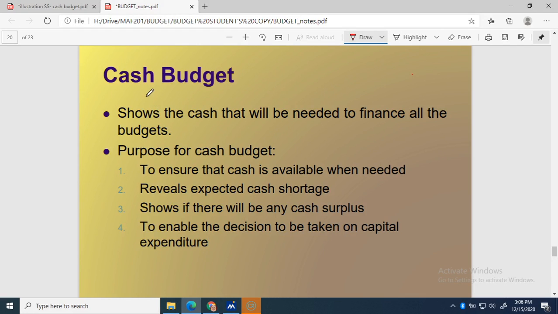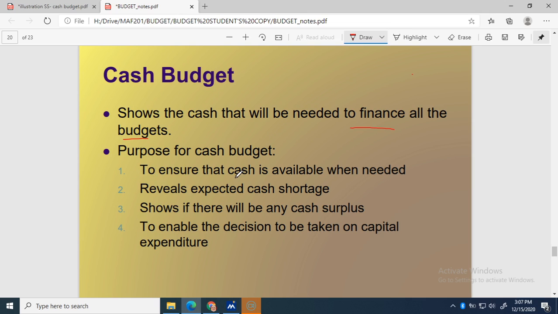Okay, in this video we discuss cash budget. Cash budget is one of the budgets under the financial budget. This cash budget shows the cash that will be needed to finance all the budgets. In business, cash is very important in the operation of activities. Besides fixed assets or non-current assets, you need cash. If you lack cash, you cannot operate the activities smoothly. So this is the purpose of the cash budget.